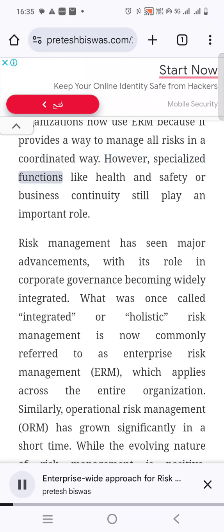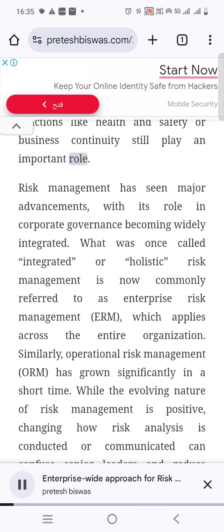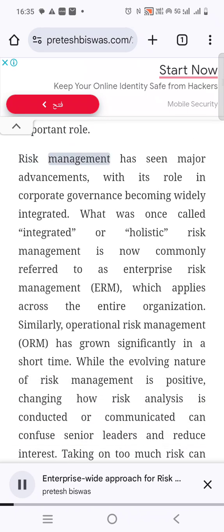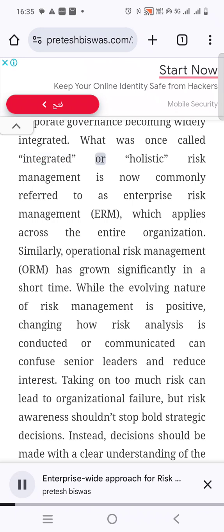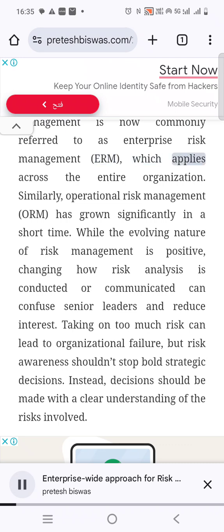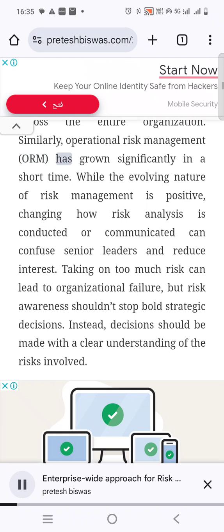However, specialized functions like health and safety or business continuity still play an important role. Risk management has seen major advancements, with its role in corporate governance becoming widely integrated. What was once called integrated or holistic risk management is now commonly referred to as enterprise risk management, ERM, which applies across the entire organization. Similarly, operational risk management, ORM, has grown significantly in a short time.